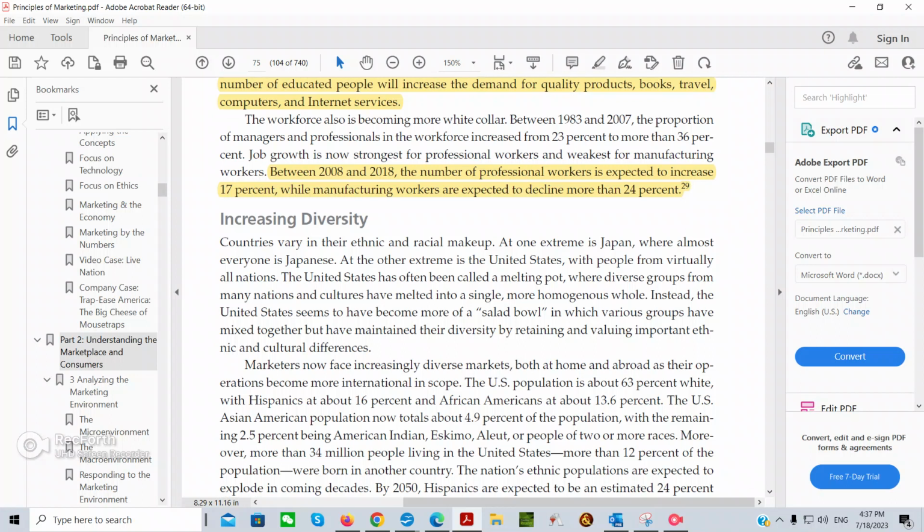We also have increasing diversity, part of the demographic. Countries vary in their ethnic and racial makeup. At one extreme is Japan, where almost everyone is Japanese; at the other extreme is the United States, with people of virtually all nations. The United States has often been called the melting pot, where diverse groups from many nations and cultures have melted into a single, more homogeneous whole. Instead, the United States seems to have become more of a salad bowl, in which various groups have mixed together and maintained their diversity by maintaining and valuing ethnic and cultural differences.